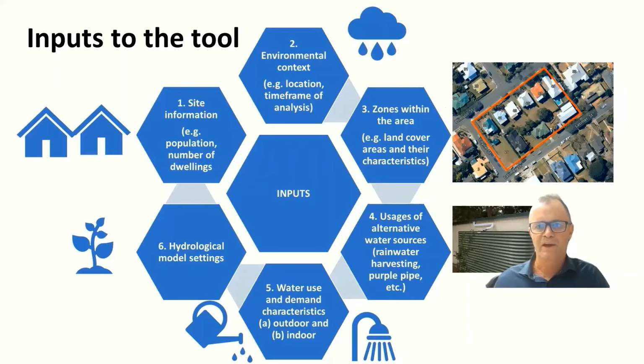Then zones within the area. It is broken down by land cover and their characteristics. For example, pervious green space of different types of vegetation, areas of driveways, etc. The fourth input is usage of alternative water sources such as rainwater harvesting, purple pipe recycling, etc. It also considers water demand and supply characteristics, as well as hydrological model settings.